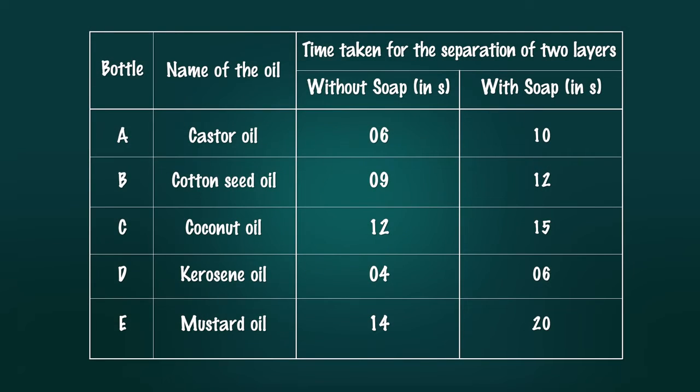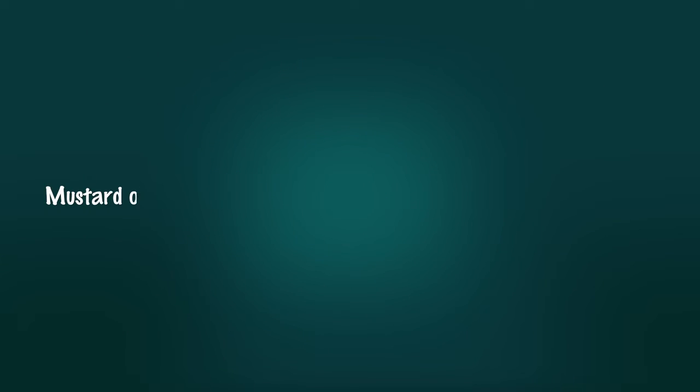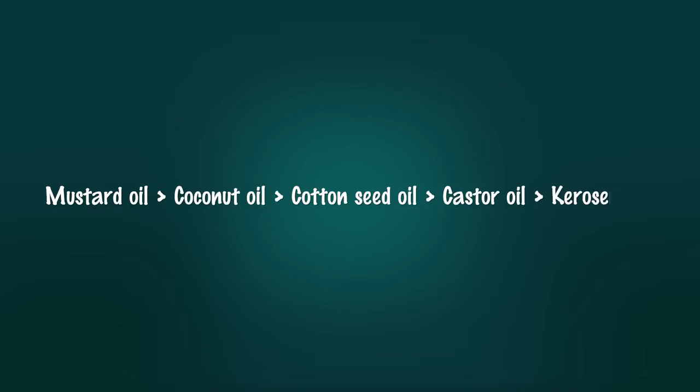Record the observations in a tabular column. It is clear from the observation that mustard oil takes the longest time to separate from its emulsion and kerosene oil takes the minimum time. The decreasing order of stability or effectiveness is mustard oil greater than coconut oil, greater than cottonseed oil, greater than castor oil, greater than kerosene oil.